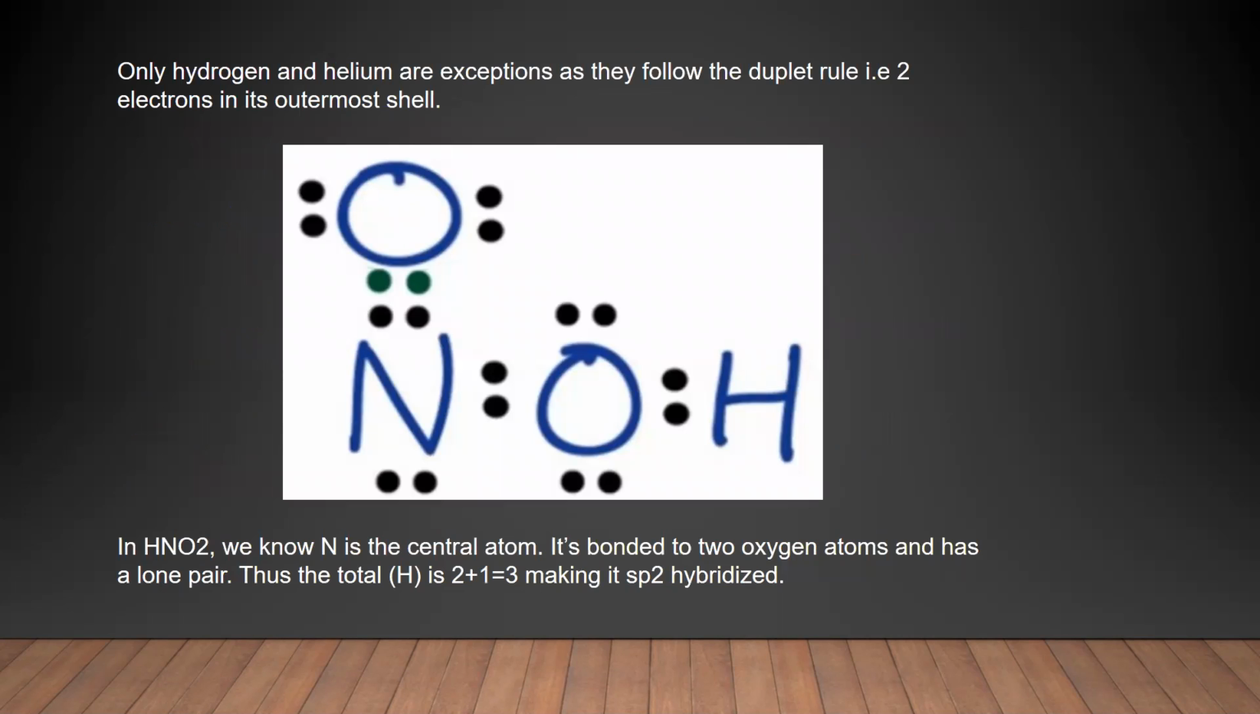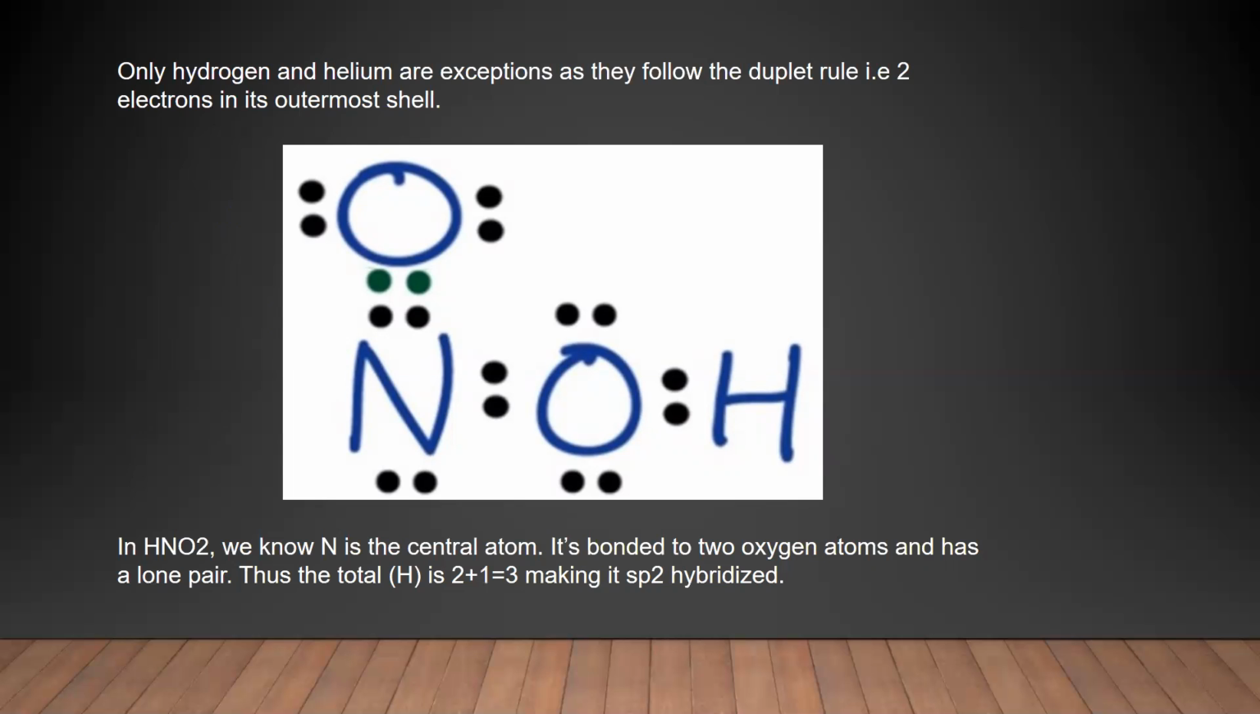Here is the structure of HNO2, in which 2 oxygen atoms and 1 hydrogen atom are present. One oxygen atom is connected with nitrogen with a double bond at the upper side of the nitrogen, and the other oxygen atom is at the right side of the nitrogen with a single bond, and the hydrogen atom is connected to that oxygen atom with a single bond. Only hydrogen and helium are exceptions as they follow the duplet rule, for example, 2 electrons in the outermost shell.